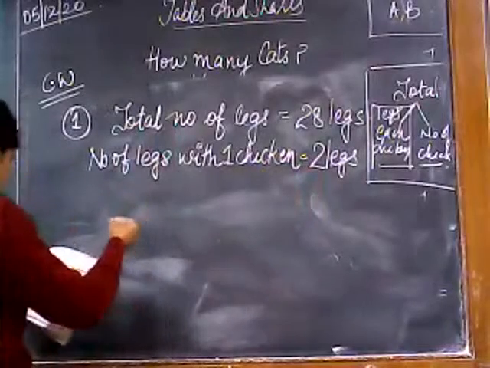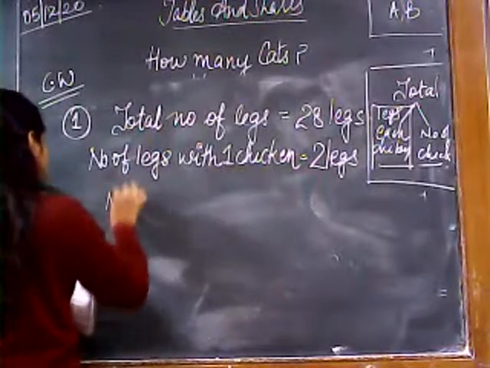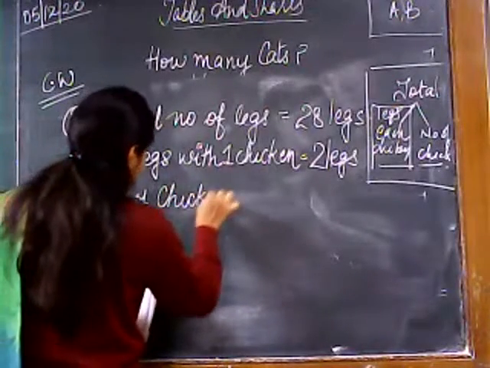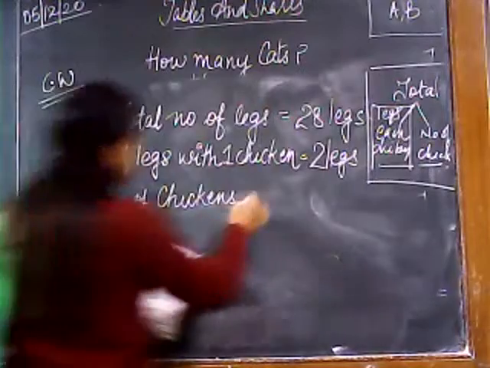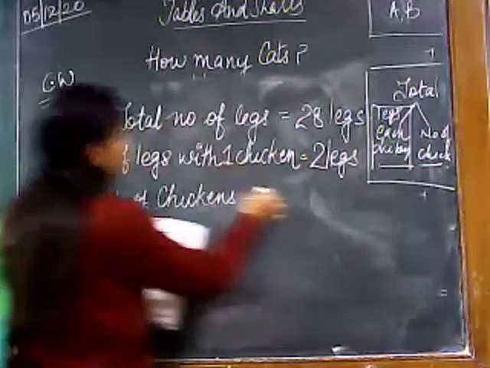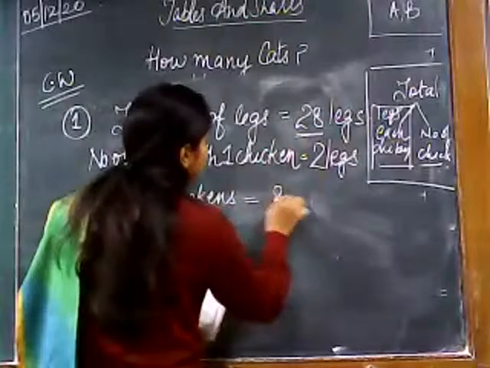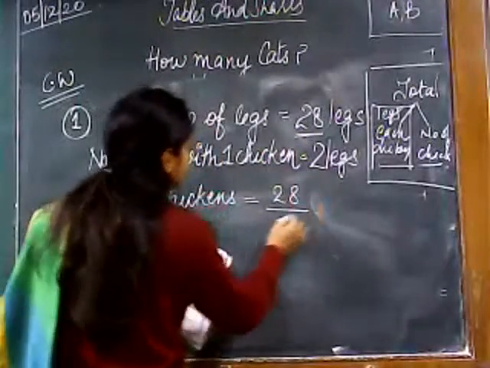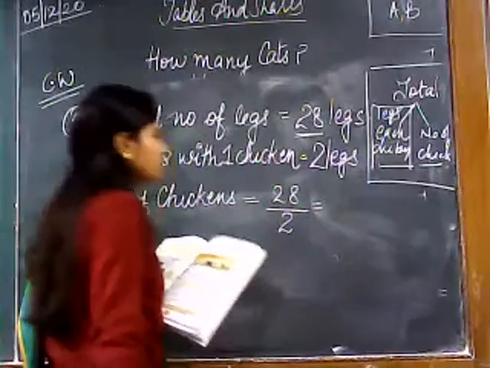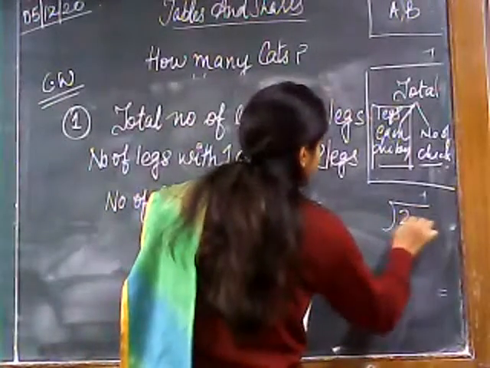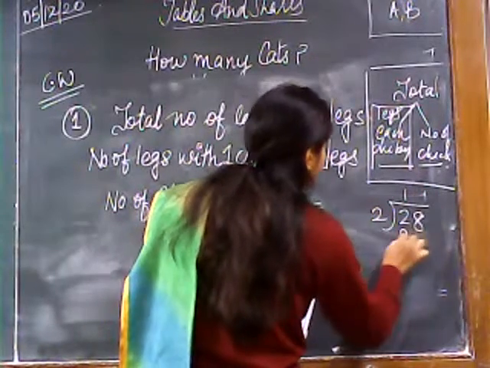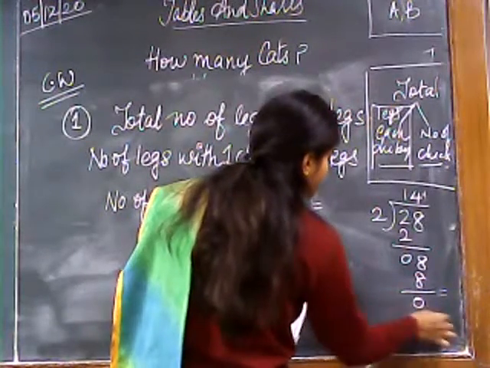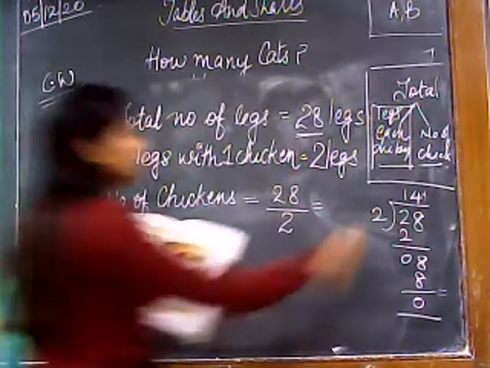And so we have to find how many chickens there are. Number of chickens is equal to the total divided by the number of legs with each chicken. When I divide 28 by 2, 2 ones are 2, and the answer that I get is 14.